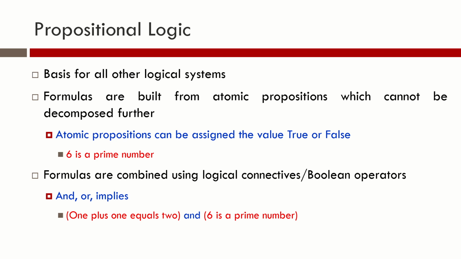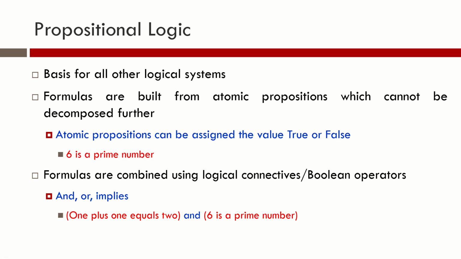Propositional logic is the simplest of all the other logical systems, as well as the basis for all other logical systems. So, every other logical system is actually an extension of propositional logic. And here, formulas are built from atomic propositions. Atomic propositions are those statements which cannot be decomposed further. Atomic propositions can be assigned the truth value true or false.